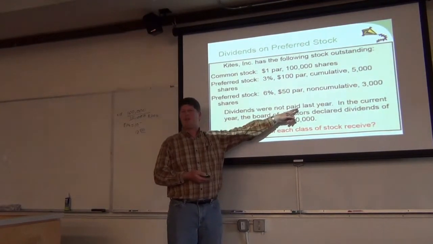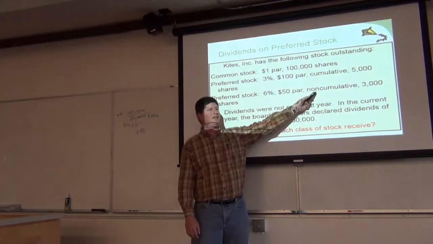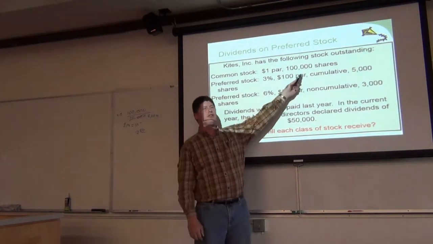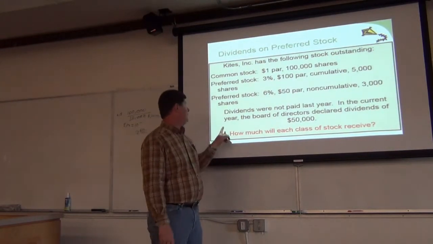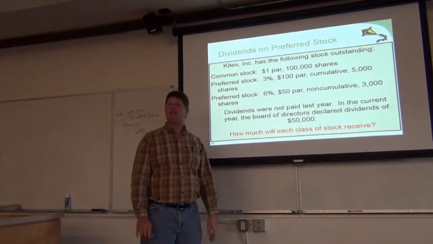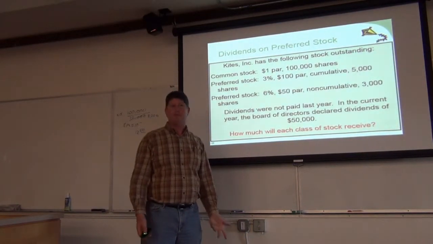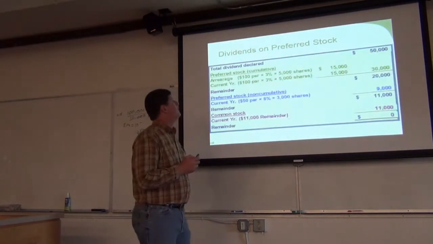Dividends were not paid last year. What does that mean for the non-cumulative guy? Last year's gone. The cumulative guy, he gets last year's and he gets this year's. Okay? The board of directors declared dividends of $50,000. Who gets how much? Good? Questions? All right, here we go.